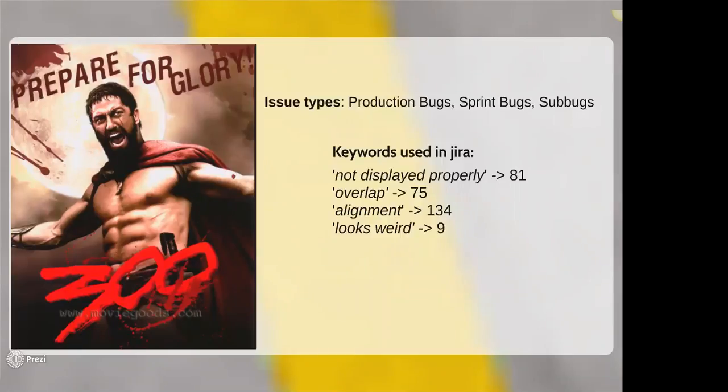It is pretty surprising when I was gathering the data. What I did, I went to Jira. I pulled out production bugs, sprint bugs, sub bugs, and I used the keywords: not displayed properly, overlapping, alignment issues, and looks weird. All of these are the number of bugs, and there could be many more, as I didn't think about more keywords, but I'm pretty sure there would be more of those. So there were actually 300 bugs which we found in 1 year without any automation tool.